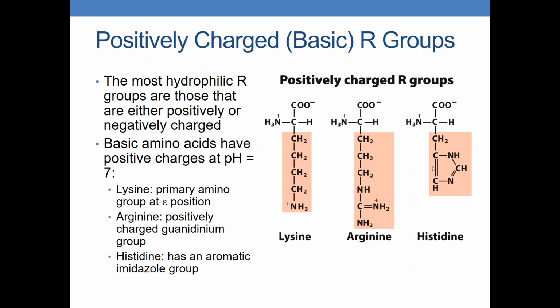So this is aromatic, but this is the imidazole side chain. Histidine will absorb light due to its aromaticity, but histidine is different in that its pKa is 6. So at pH 7, you're going to have a population of histidine that is positively charged because it is protonated, but you're also going to have a population that is neutral, as shown here.